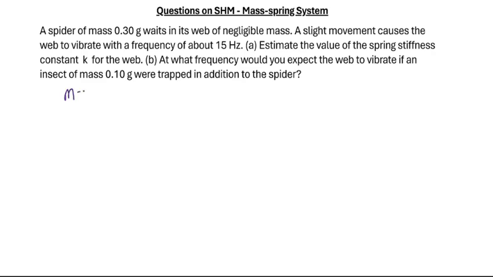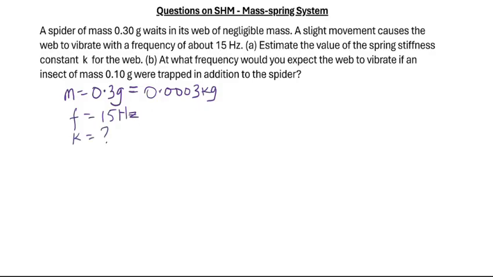So we were given mass to be 0.3 gram, which we convert to kilogram. Converting to kilogram, we divide by 1000. That will give you 0.0003 kilogram. Now, they said a slight movement caused the web to vibrate at a frequency. We were given a frequency of 15 Hz. Now, estimate the value of the spring constant. So we are looking for our K.